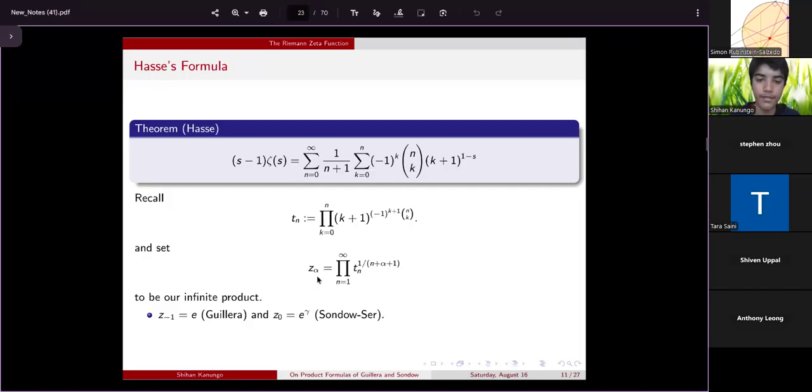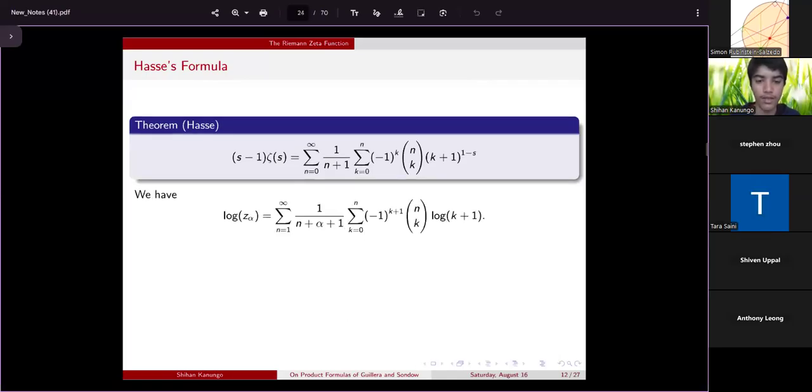Now, these at first don't seem that similar, but the first thing we can do if we want to try to make z alpha look like this is turn all these products into sums. And to do that, we can just take the log. So if we take the log of z alpha, we get the following expression, which already is starting to look very, very similar. The only differences are there's an alpha here, and instead of a (k plus 1) to the 1 minus s, there's a log of k plus 1.